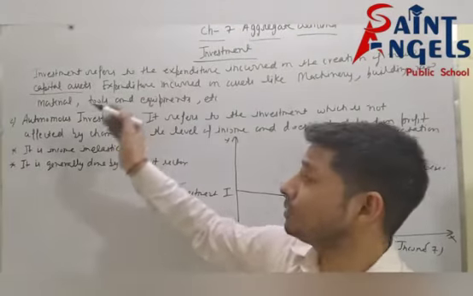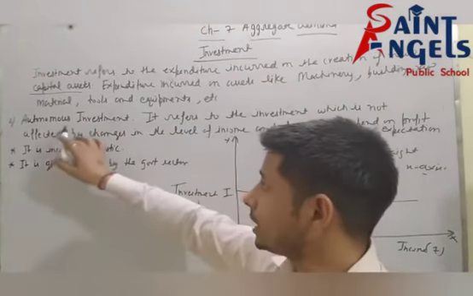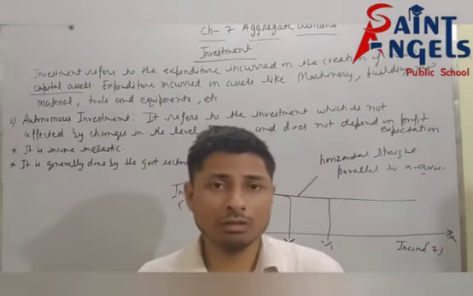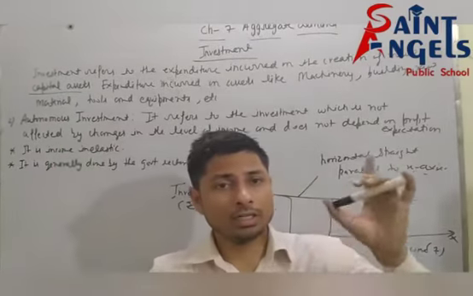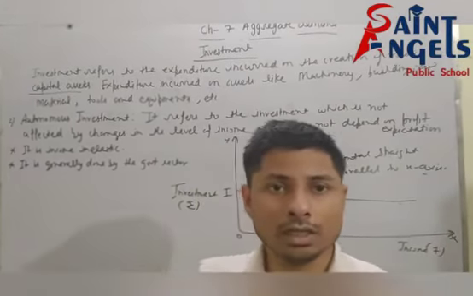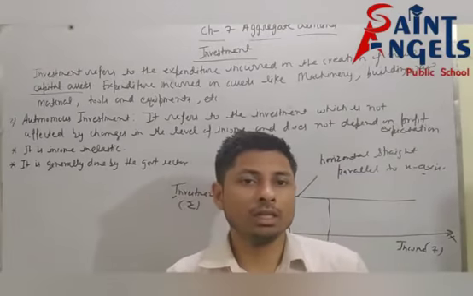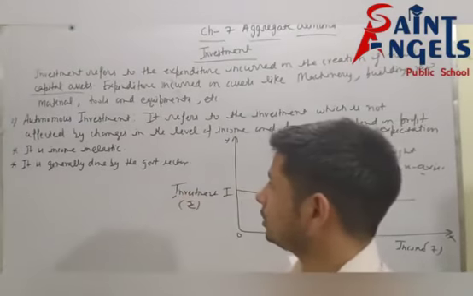First part of investment is induced investment, which depends on the profit motive, and it is income elastic. Second part of investment is autonomous investment, which depends on social welfare, and it is income inelastic. Autonomous investment is generally done by the government sector, and induced investment is generally done by the private sector. I hope all of you have understood.